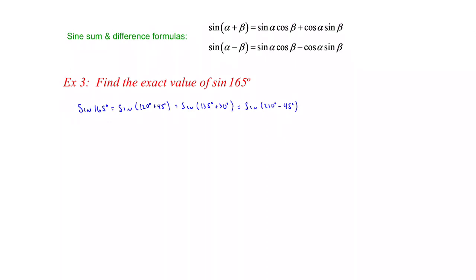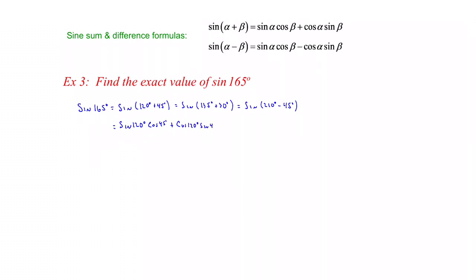So I'll go ahead and just use the first one here. This would be sine of 120 degrees times cosine of the second angle, 45, plus cosine of 120 degrees times sine of 45 degrees.